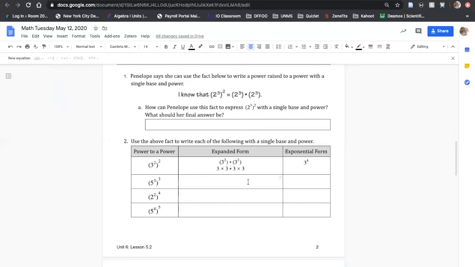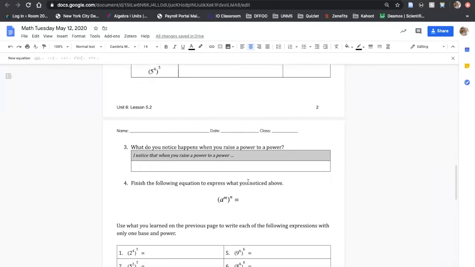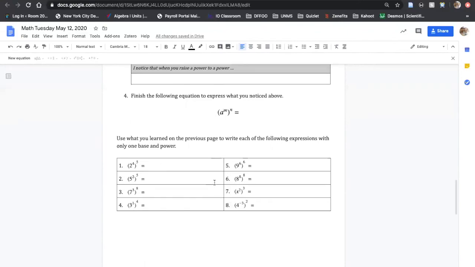Now, I want you to try the same exact thing for the next 3 questions here. Do the same thing we did before. In your own words, try to describe what's happening when you raise a power to a power. So what happens to the base? What happens to the exponents? And then try this rule yourself, or I will give it to you to tell you what you do with these during the Zoom session, right?